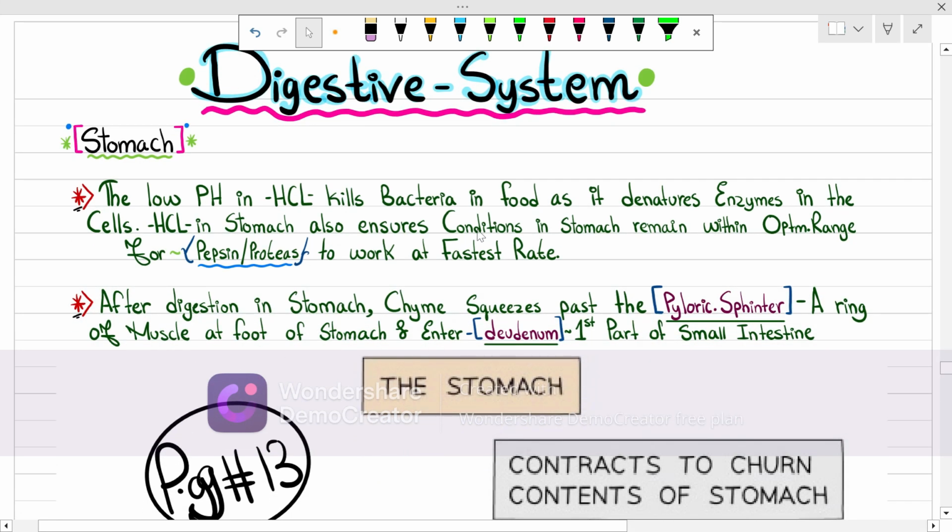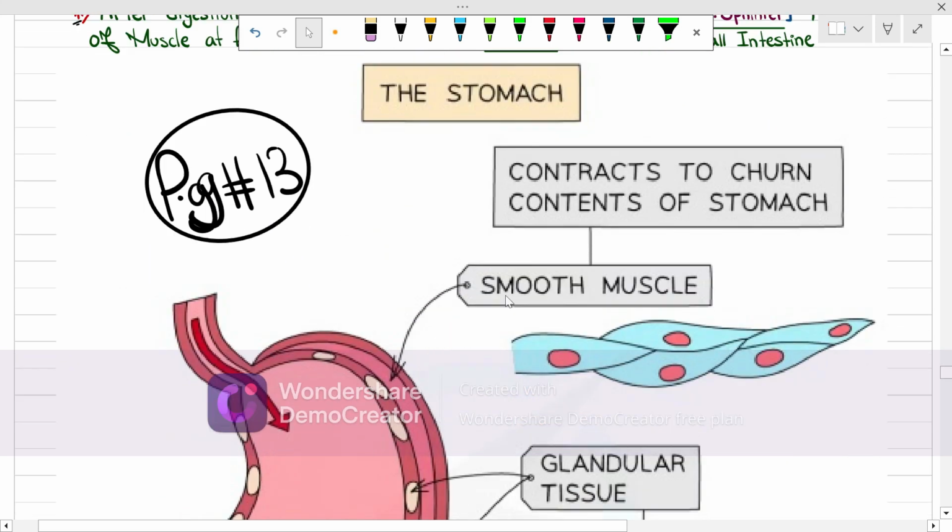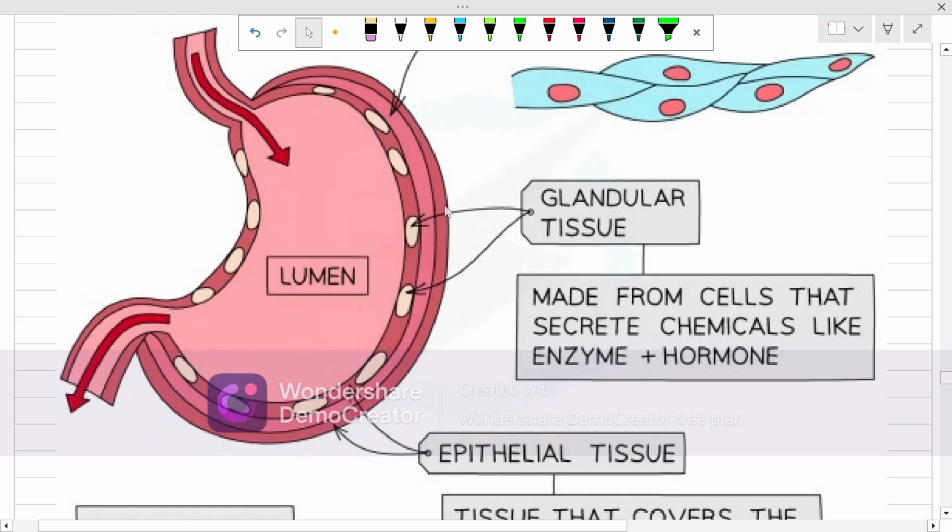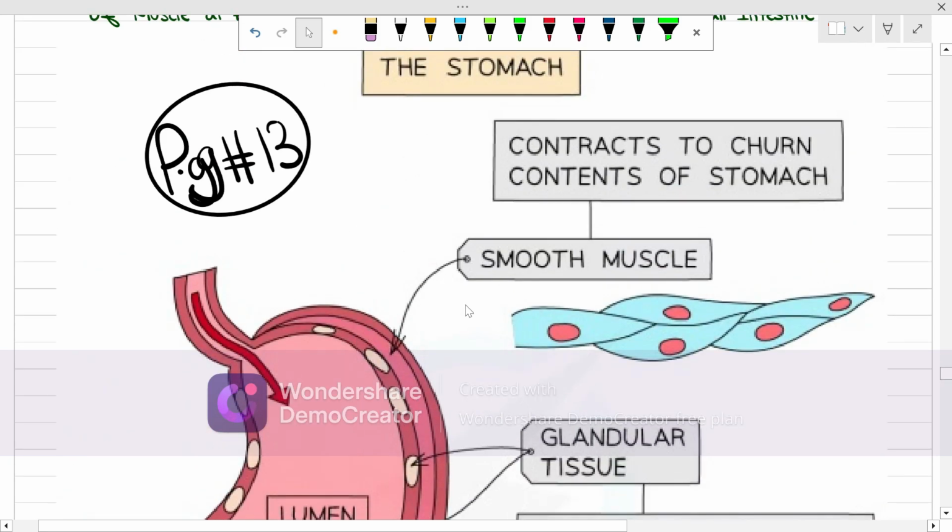After the digestion in the stomach, the liquid formed by the churning of the stomach squeezes past the pyloric sphincter. It is a ring of muscle at the foot of the stomach, to enter the duodenum. The duodenum is the first part of the small intestine. This is an illustration of the stomach where we have glandular tissue, epithelial tissue, and smooth muscle tissue.